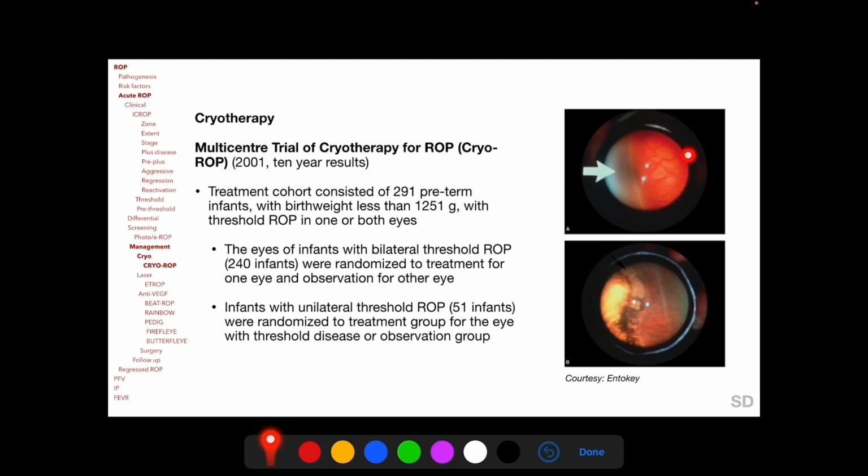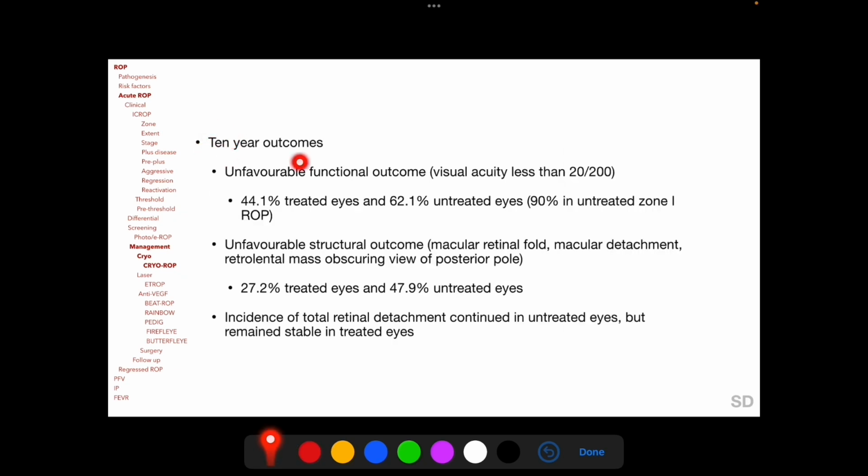This photograph was taken when cryo was being applied, and this photograph was taken several weeks later. After 10 years of follow-up, unfavorable functional outcome, defined as visual acuity less than 20/200, and unfavorable structural outcome, defined as macular retinal fold, macular detachment and retrolental mass obscuring view of the posterior pole, were significantly more in the untreated group as compared to the treated group, and the incidence of total retinal detachment continued to increase in untreated eyes during the follow-up period but remained stable in the treatment group.